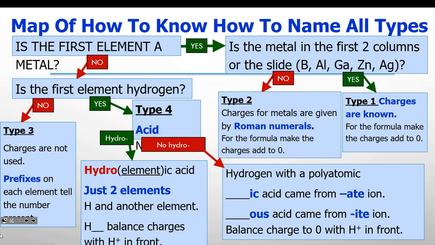chloric acid, then we would take and say, okay, it's with a hydrogen because it's an acid, that's my positive, and I look for the chlorate, or I try to remember what the chlorate ion is. If they gave me sulfurous acid, I would look and say, okay, sulfurous came from sulfite.